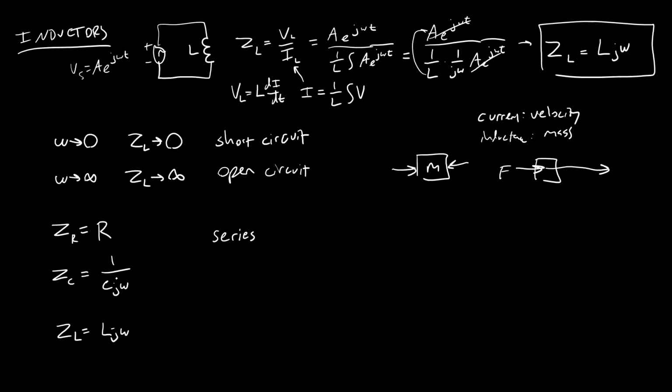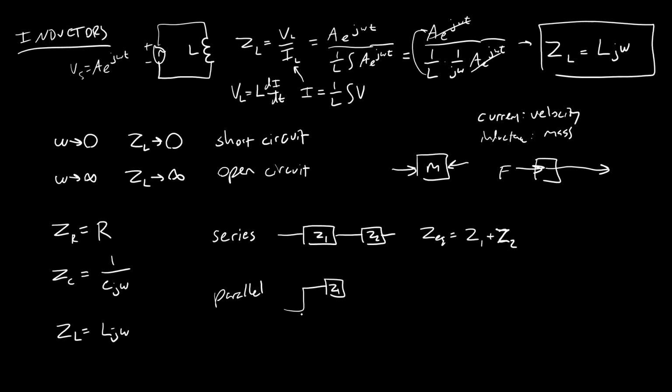And one final note that is going to be useful in the next couple of videos is that we can treat impedances like resistance when it comes to the rules for dealing with them in series and parallel. So if you have two impedances, Z1 and Z2, in series, the equivalent impedance is going to be Z1 plus Z2. And if you have them in parallel, Z1 and Z2, then the 1 over the equivalent impedance is going to be equal to 1 over Z1 plus 1 over Z2.